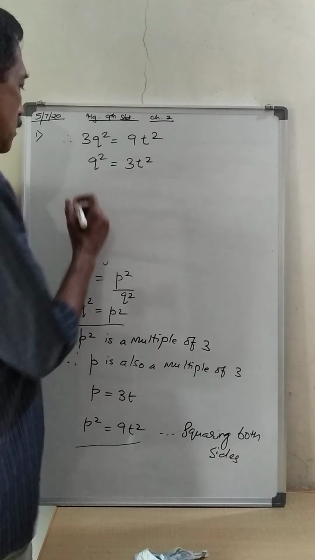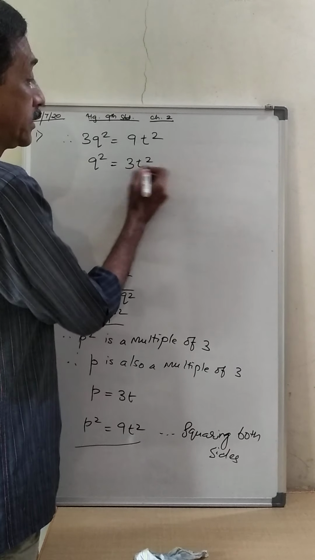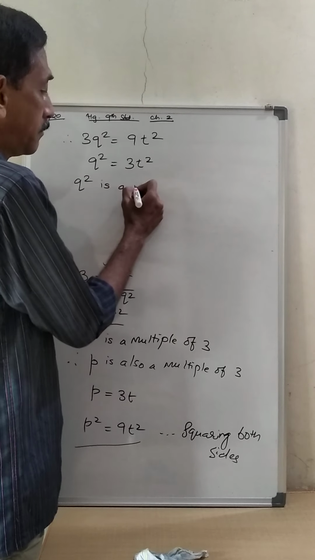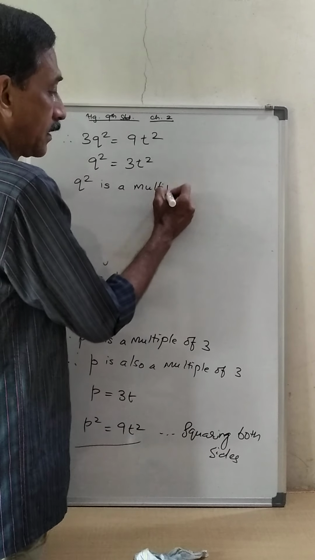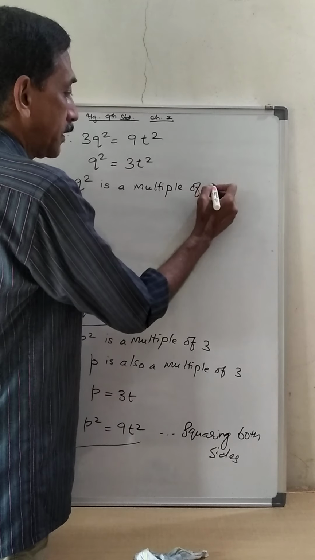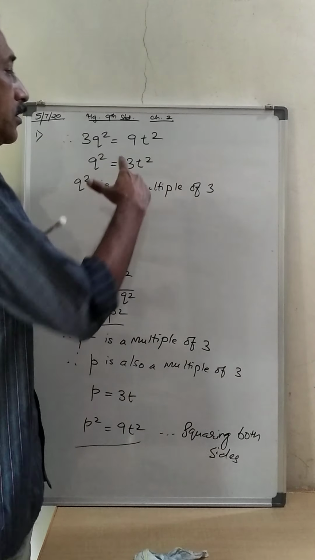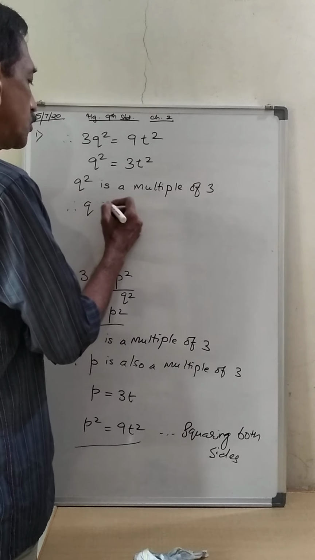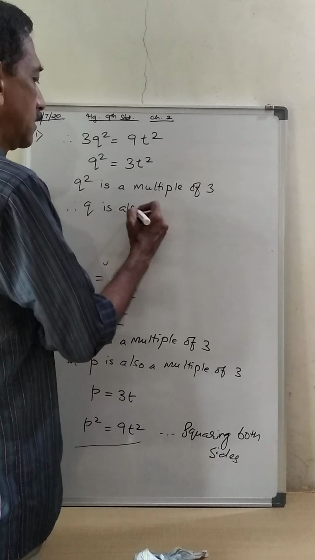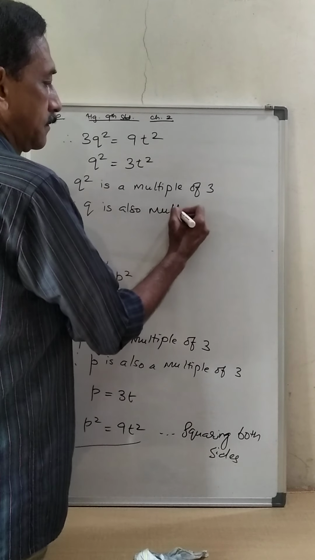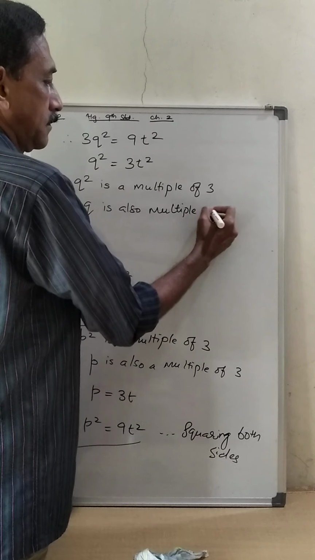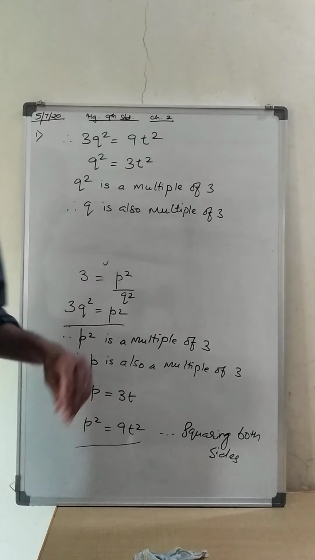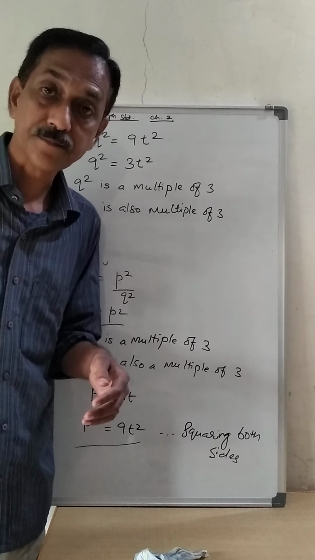So again, if Q square is equal to 3T square, Q square is a multiple of 3, right? Multiple of 3, because it is equal to 3 into some number. So therefore Q also is a multiple of 3. Then Q is also a multiple of 3. Correct?